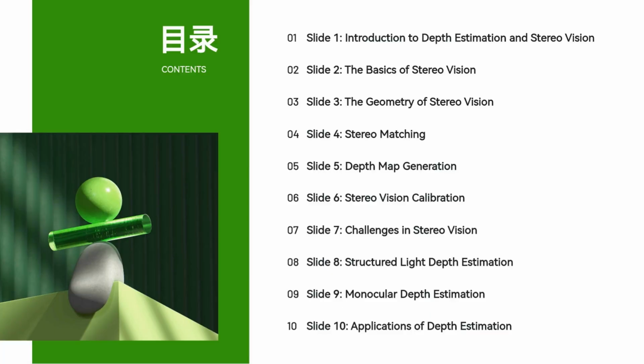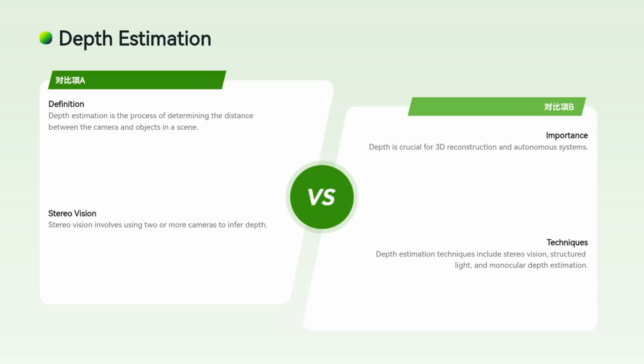Here are the contents. Depth estimation is an essential task in computer vision, aiming to estimate the distance of objects within a scene relative to a camera. Depth is crucial in tasks such as 3D reconstruction, robotics, and autonomous driving, where understanding the geometry of a scene is necessary for navigation and interaction.